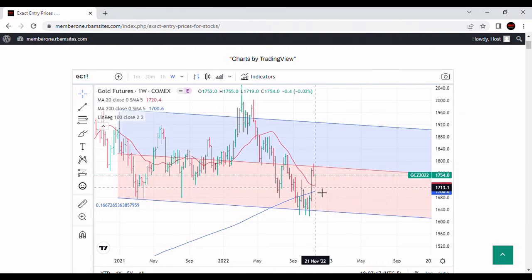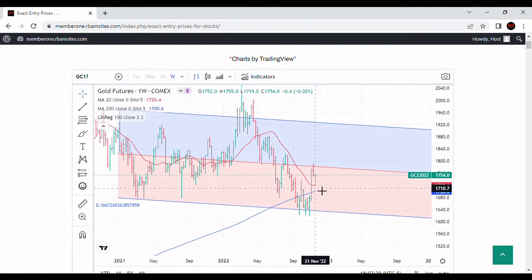So as long as gold can stay above this 20, and you can't see it anymore, I took the 5-day green away from here, but as long as it stays above the 5-week and the 20-week moving averages, and of course it's above the 200-week, then this gold's got a good chance of rallying up here to about the 1830 level. I'm not predicting that, I'm just saying that's what it looks like could happen, but that's not going to probably be possible until early January.